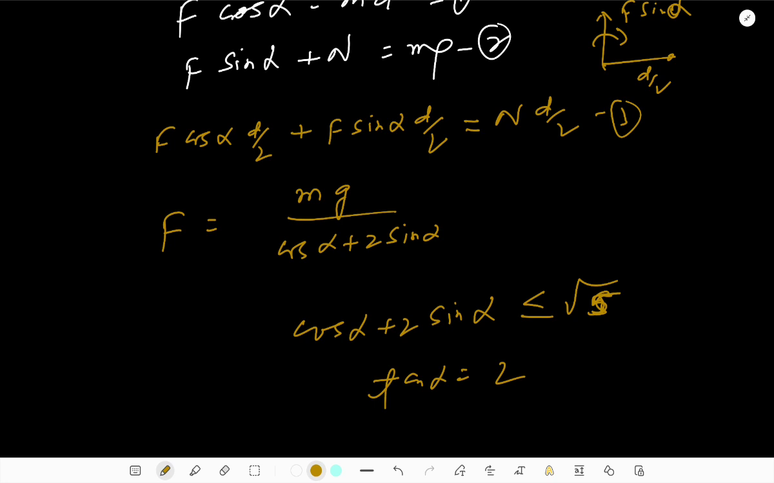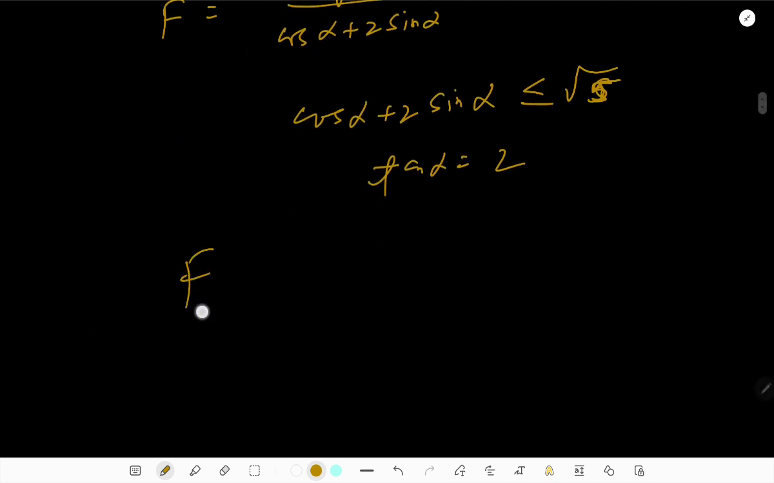The force magnitude should be 1 by root 5 of its weight, the minimum value of F. You can answer that the least value of F is 1 by root 5 of the body weight of the ice cube, of the weight of the cube.